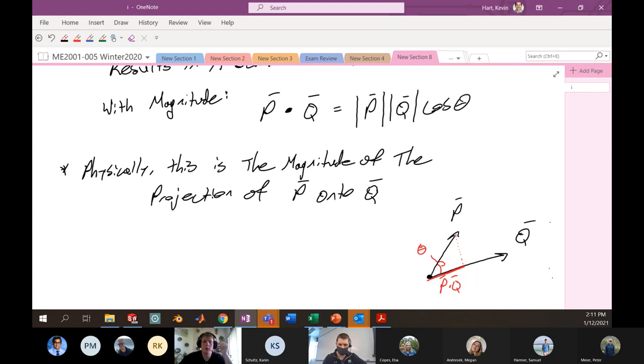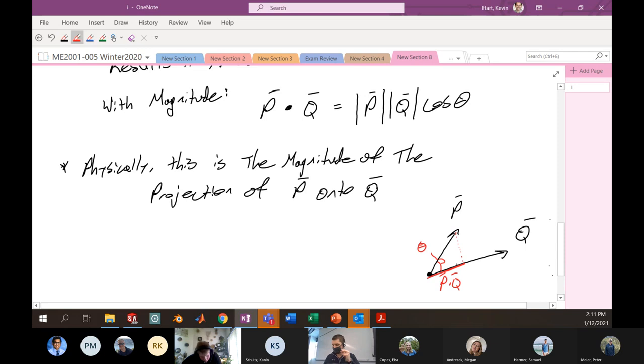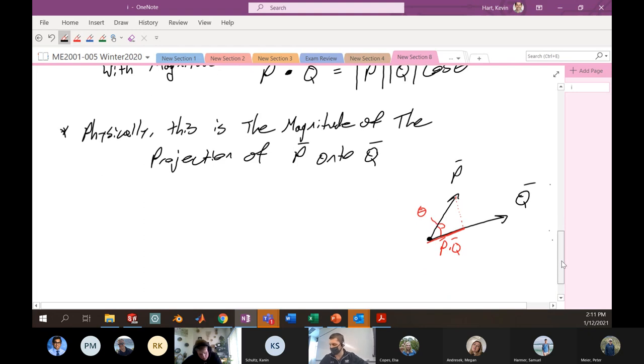Question: I just want to clarify something, that projection would be making a perpendicular angle with Q, right? Right. So this here would be a perpendicular direction. And be clear that this is not a vector. This is just the magnitude of that side length of the triangle, basically the magnitude of the leg of that triangle.